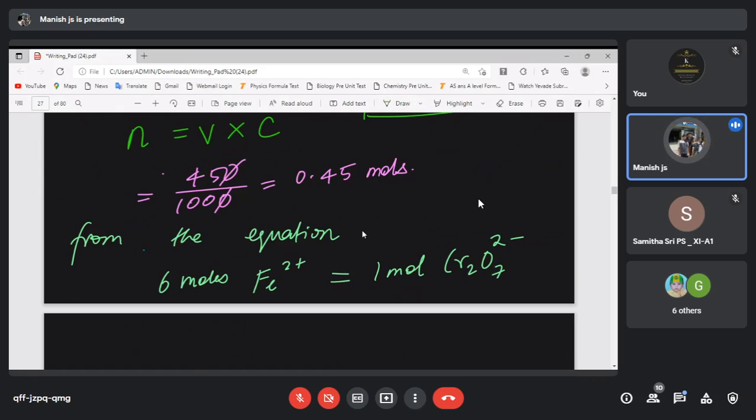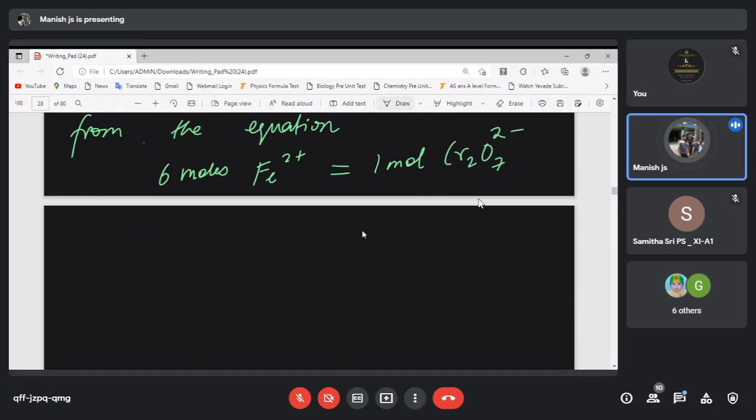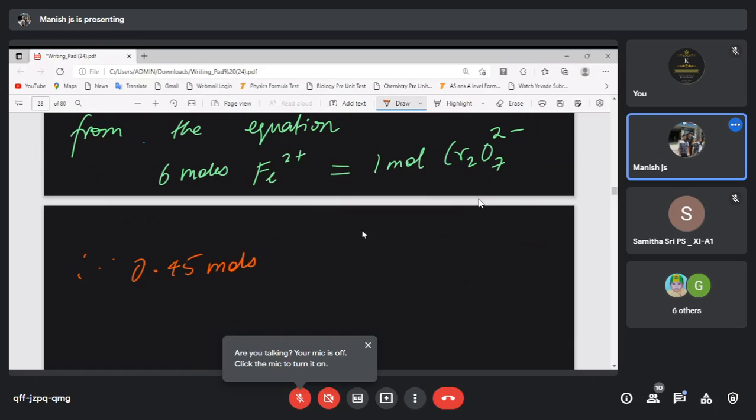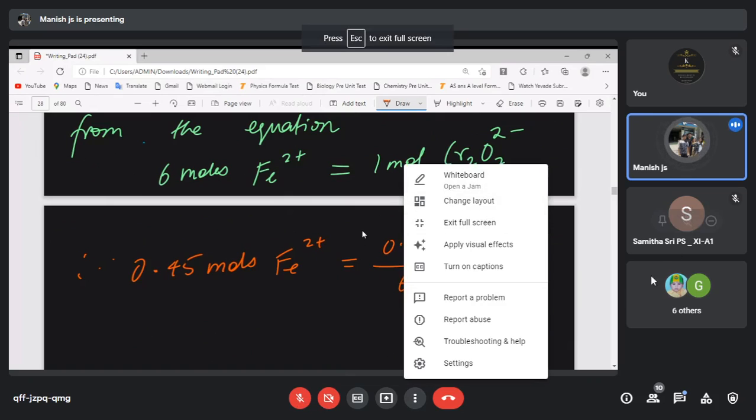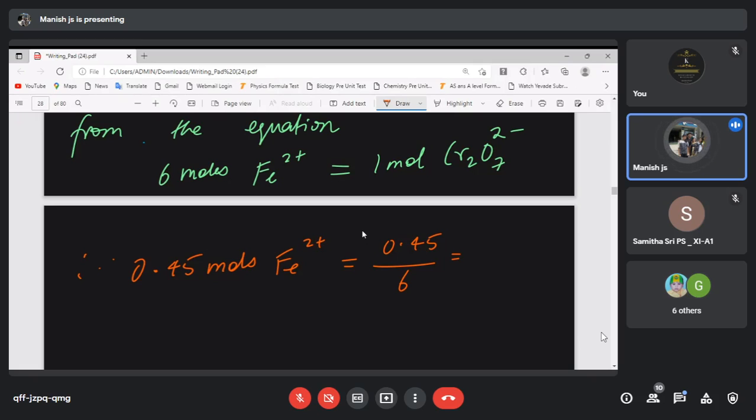6 moles of Fe2+ requires how many moles of potassium dichromate? It requires 1 mole of potassium dichromate. Similarly, 0.45 moles of Fe2+ will give how many? Just use ratio and proportion and you will get the answer. 6 moles gives 1 mole of potassium dichromate, so 0.45 moles gives 0.45 upon 6. So you will get 0.075 moles of Cr2O7 2-.